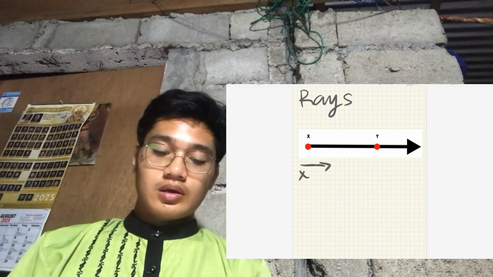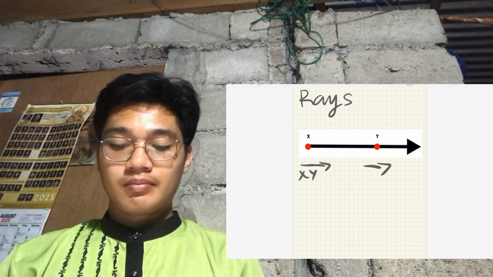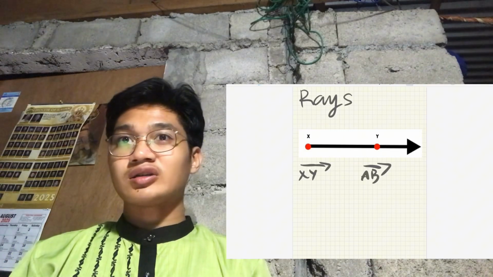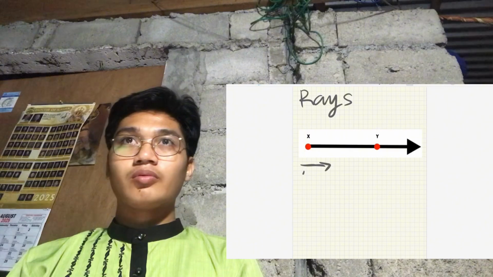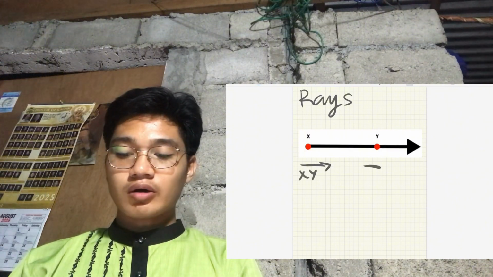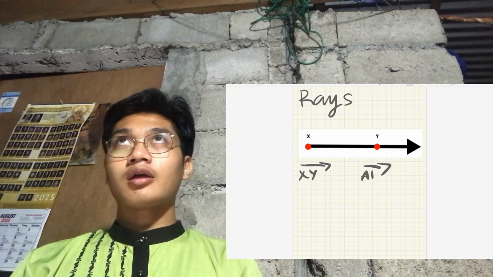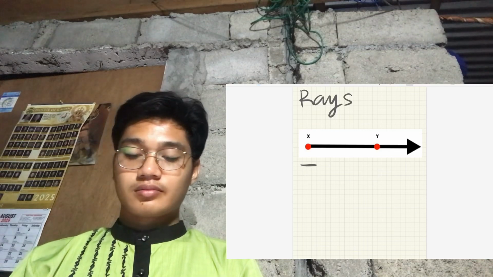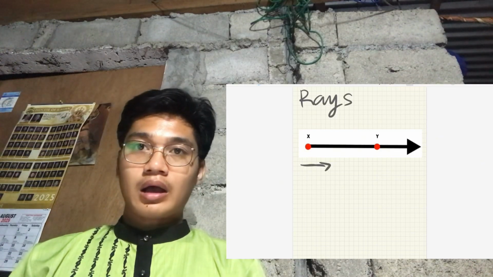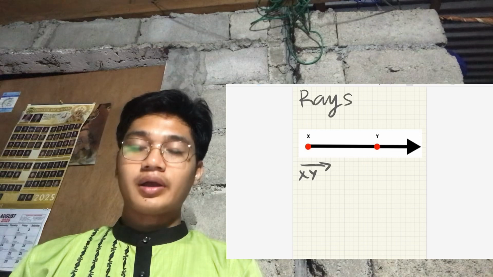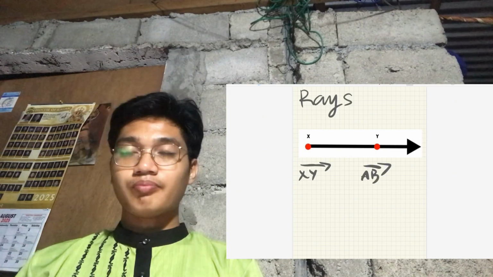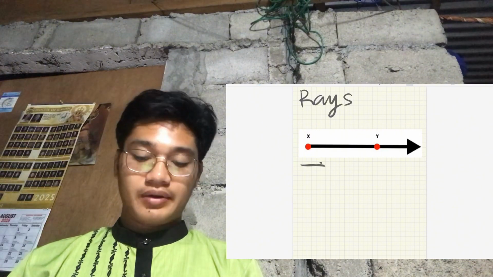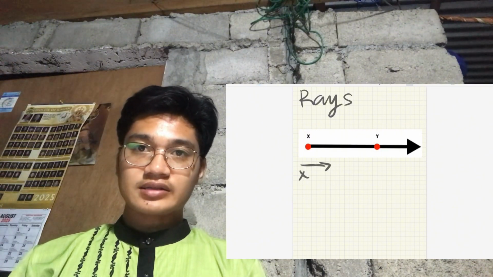A ray is represented by two capital letters of the alphabet with a pointed arrow on top of it. For example, ray AB, where A is the starting point, or fixed point, of the ray. This is the example.